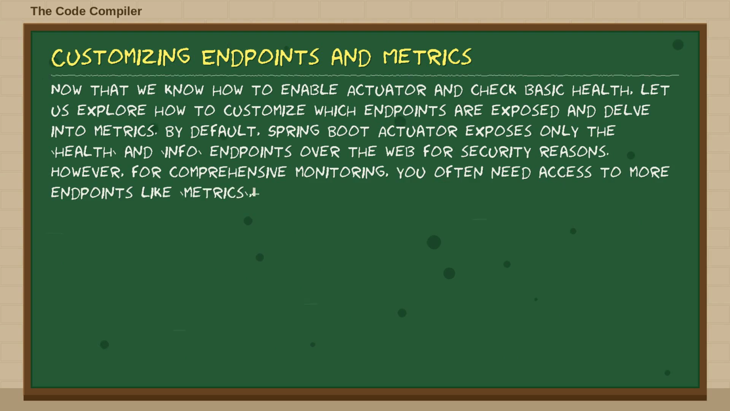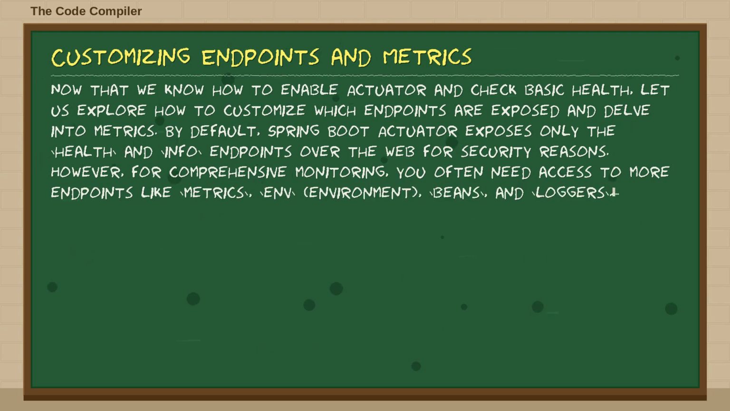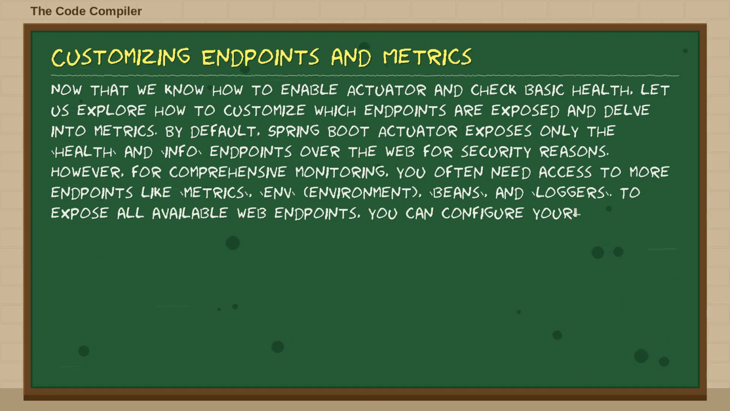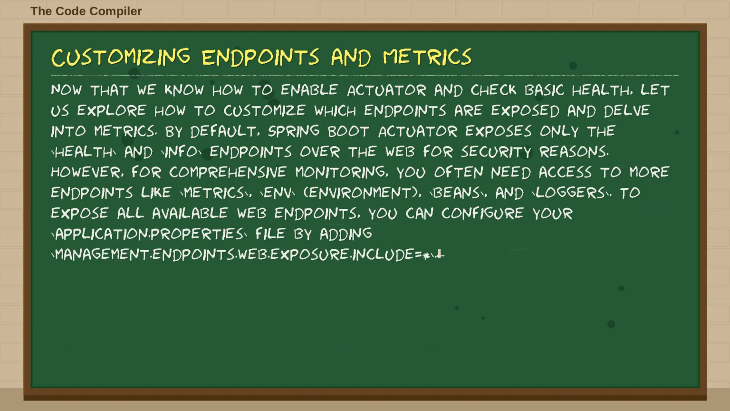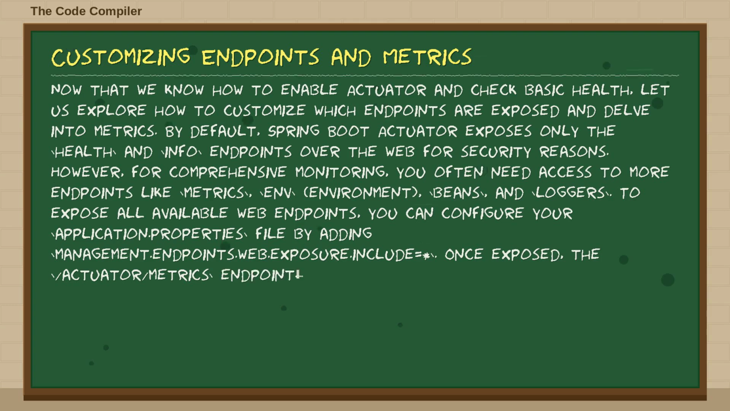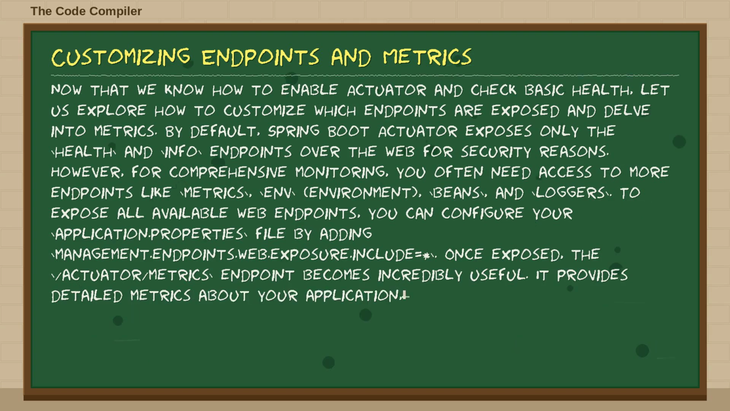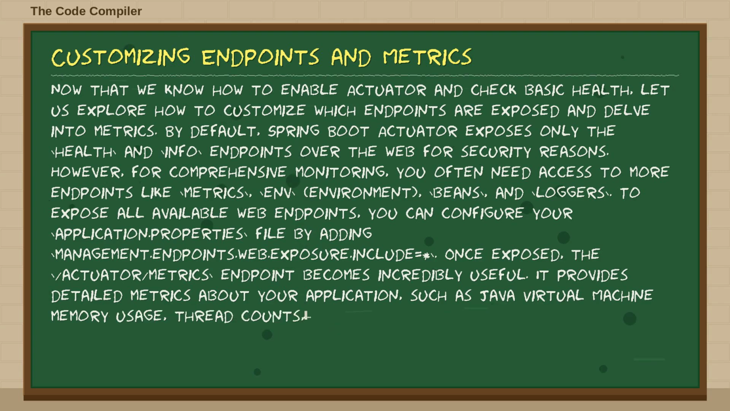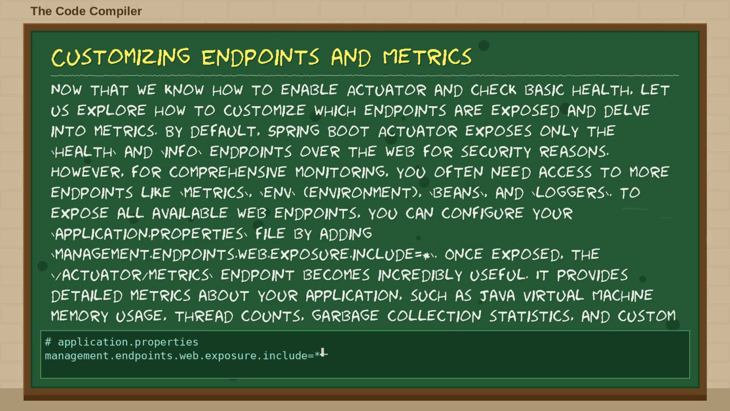To expose all available web endpoints, you can configure your application.properties file by adding management.endpoints.web.exposure.include=*. Once exposed, the Actuator metrics endpoint becomes incredibly useful. It provides detailed metrics about your application, such as Java Virtual Machine memory usage, thread counts, garbage collection statistics, and custom application-specific metrics. This data is invaluable for performance analysis and capacity planning.